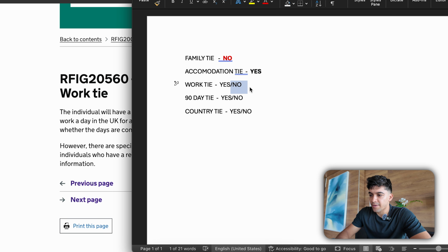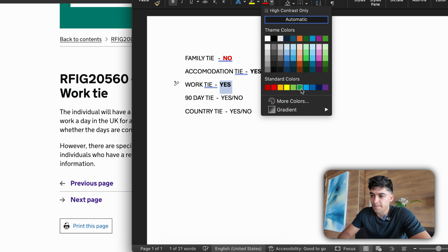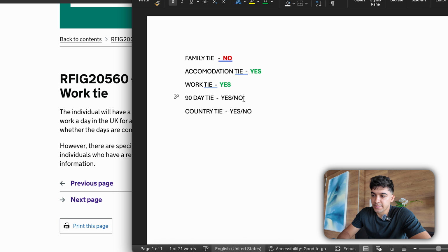But let's say, devil's advocate, work tie is a yes. We are working more than 40 days in the UK. Yes. And then the 90-day tie.